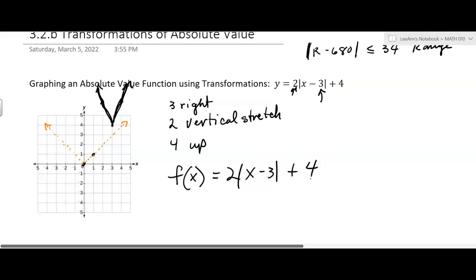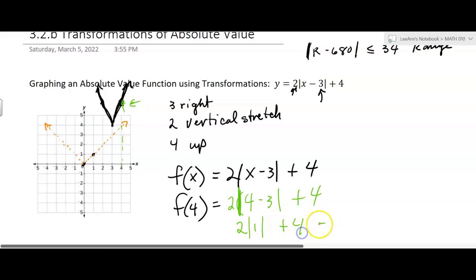Let's put in 4. So f of 4, which would be this point right here, because that's where x is 4. 2 times the absolute value of 4 minus 3 plus 4, or 2 times 1 plus 4. The absolute value of 1 is 1, and 2 plus 4 is 6. So that's where it should be. It should be over there at 6. Maybe mine's a little high.